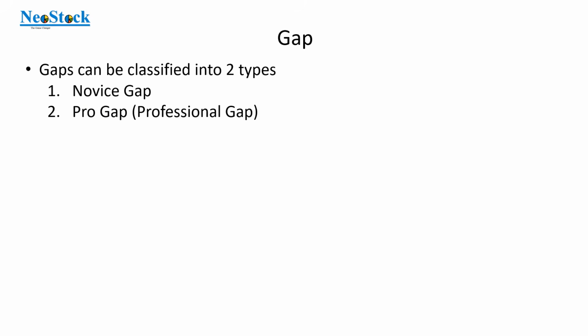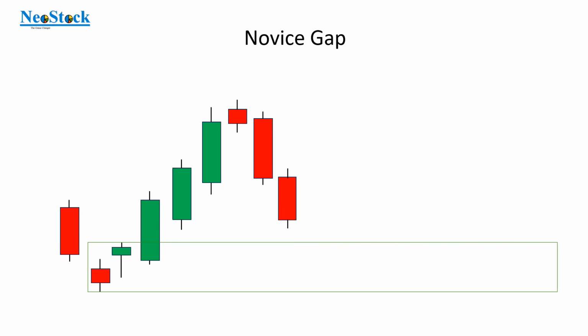Novice means inexperienced people, and professionals means experienced people or experts. Professionals are experts; novice people are beginners. The way we are thinking is that the gap is generated either because of novice people's participation in the market or because of professional people's participation. So let us look into an example and you will get clarity. First, let us look into Novice Gap.